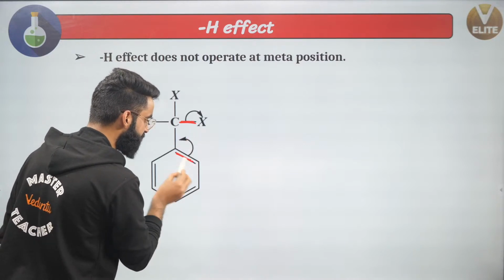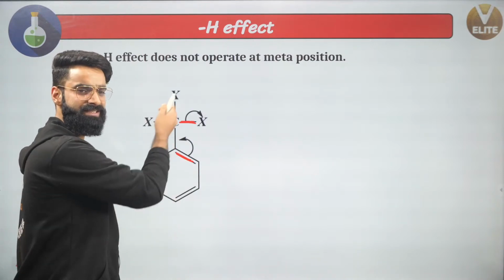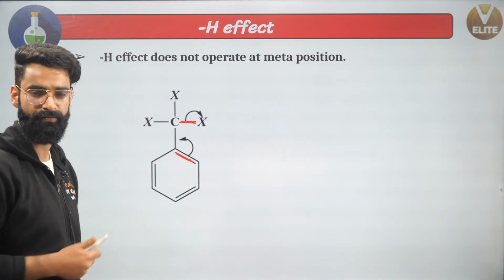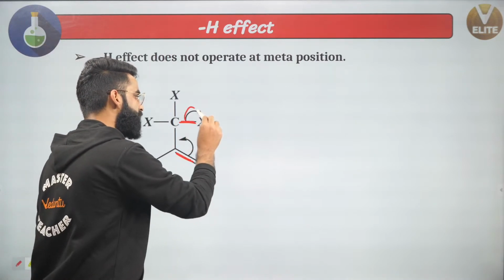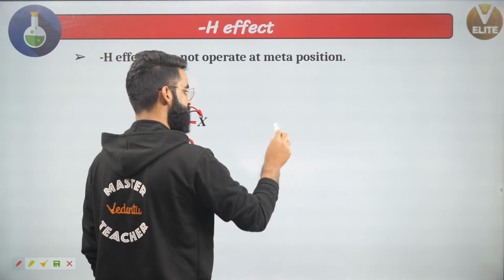Can I say over here hyperconjugation is possible? Which type of hyperconjugation? Is this group going to show plus H or minus H? It's definitely going to show minus H, as I told you a few minutes back. So this bond you're going to break in this direction, and this bond in this direction. So the first hyperconjugated structure is going to be like this.